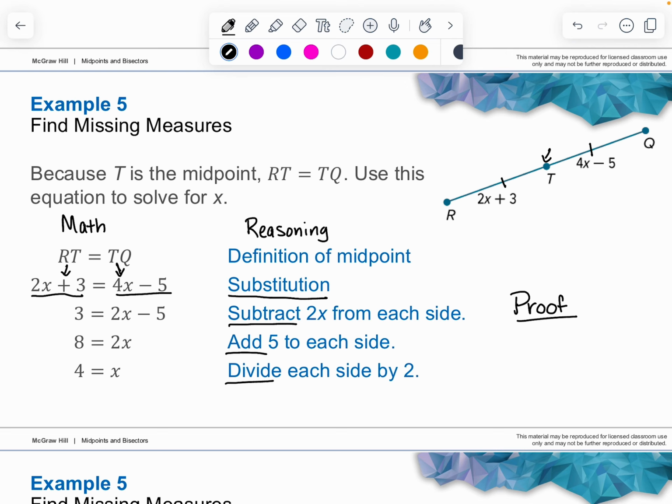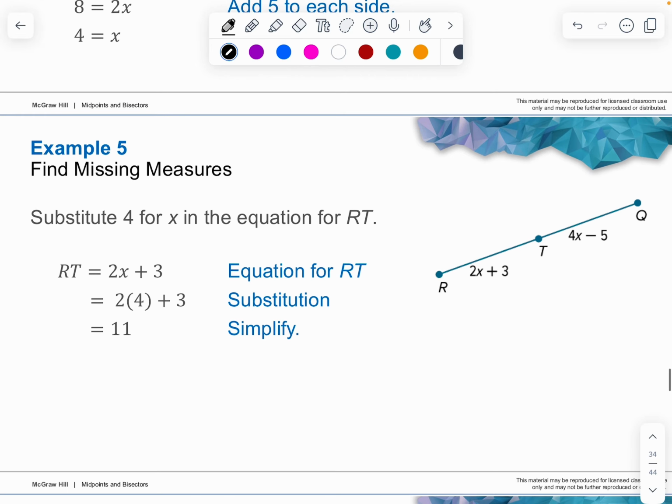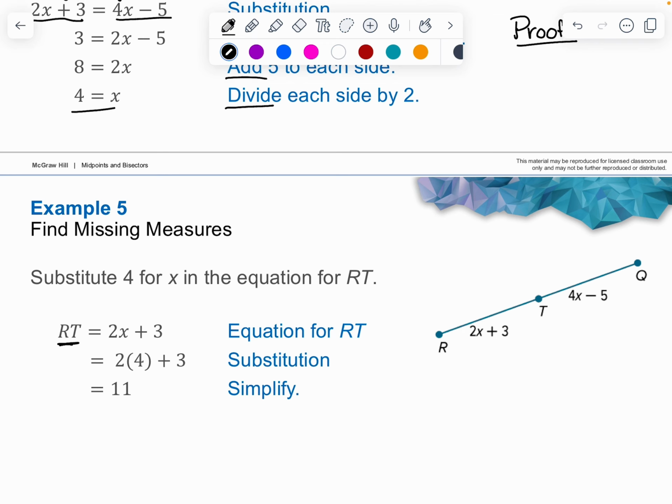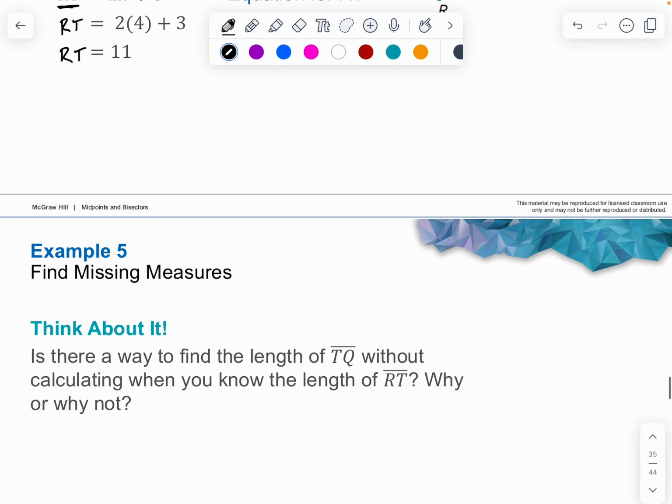Okay? Now, we wanted to know how big RT was. Well, if we found out that X was 4 up here, we're going to come and plug it in for X, right? We're going to substitute. And then we're going to simplify. So we're still running that proof to solve for RT. And usually we would keep writing RT here.